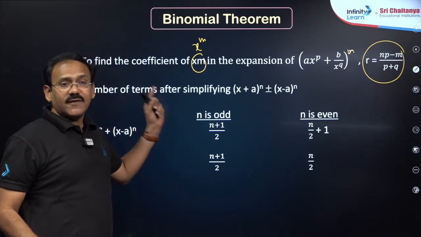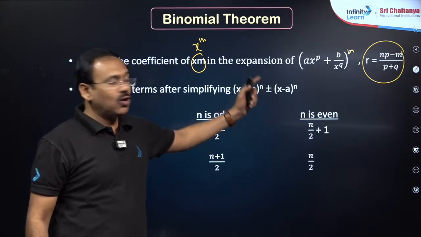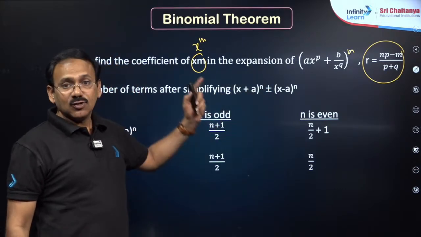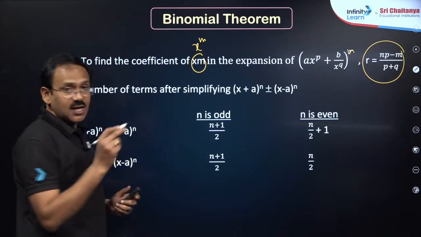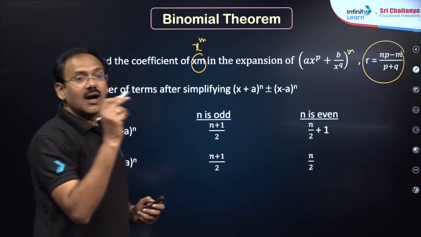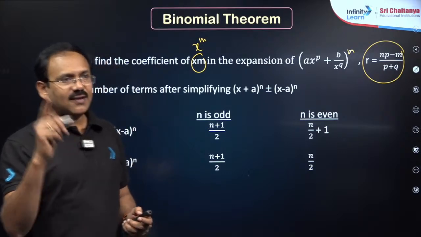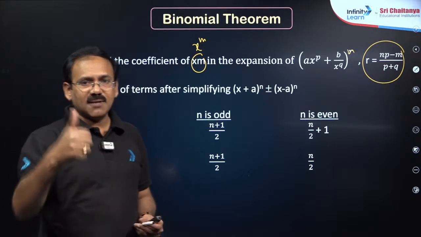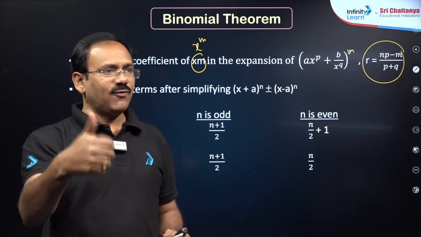The coefficient of x^m in (a x^p + b/x^q)^n is nothing but to find the coefficient of this r value, because that coefficient appears in T(r+1). Then, my dear friends, r is equal to (np−m)/(p+q). All of you give thumbs up. This is a very important formula, dear students. Give thumbs up here, those who are following here.